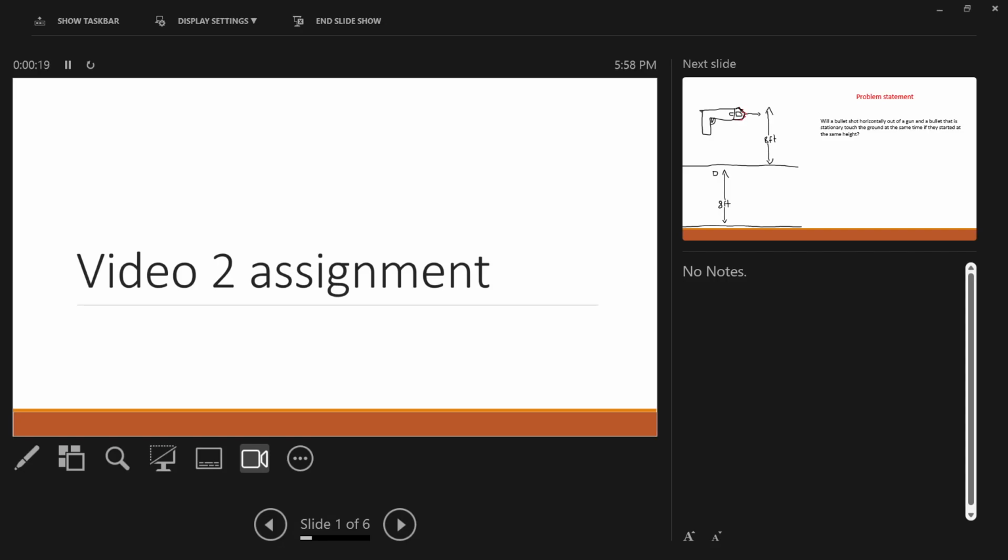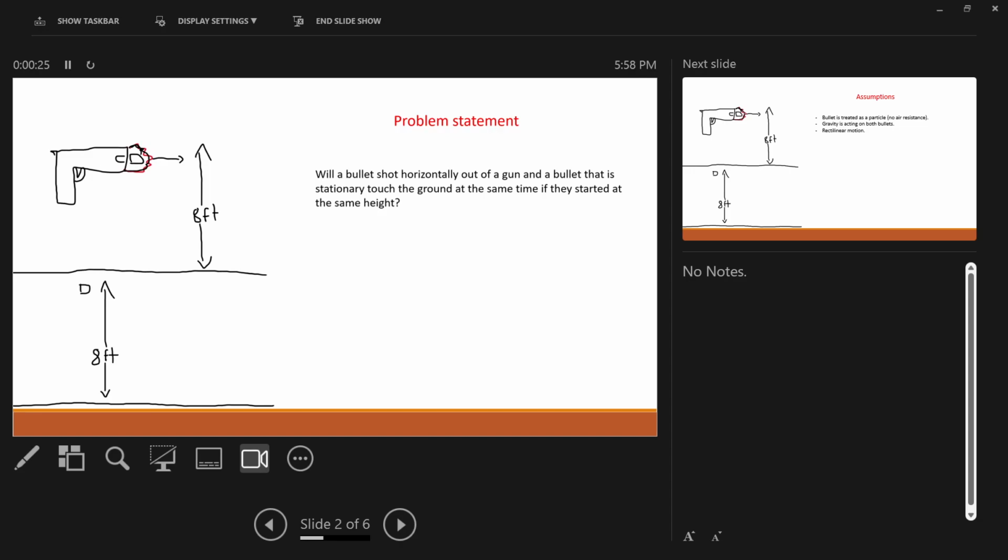This is my second video assignment, and it is on the kinematics of a particle. Let's get right into it. So the problem statement here is, will a bullet shot horizontally out of a gun and a bullet that is stationary touch the ground at the same time if they start at the same height? This was a concept tested in a Mythbusters episode, but the way they did it was much more hands-on, and here I will be doing it more conceptually.